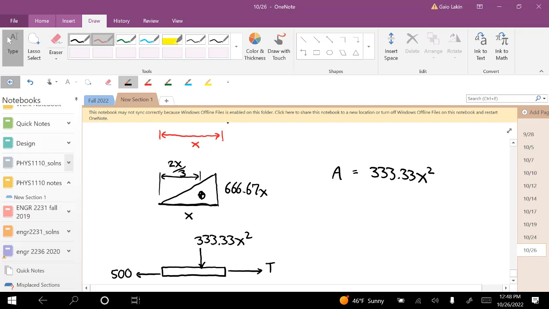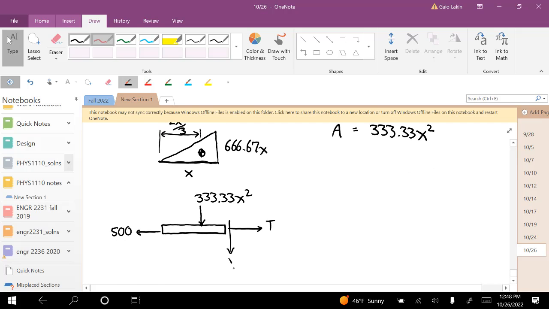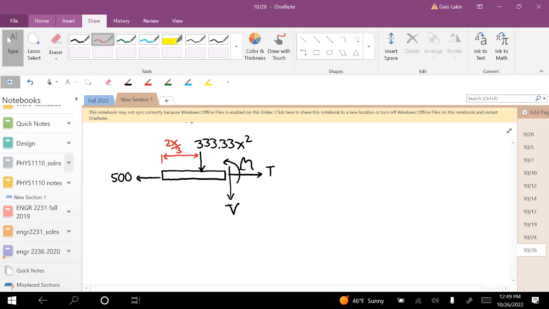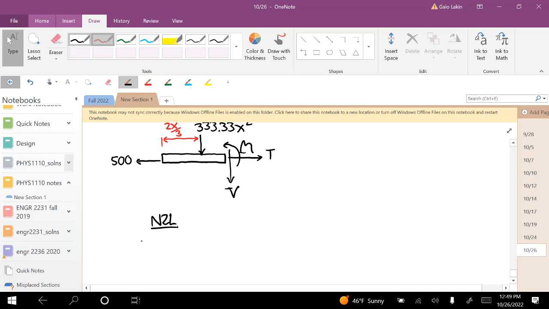And then T, V, and M. And this distance is 2x over 3. So now Newton's second law says negative 500, 0, plus 0.